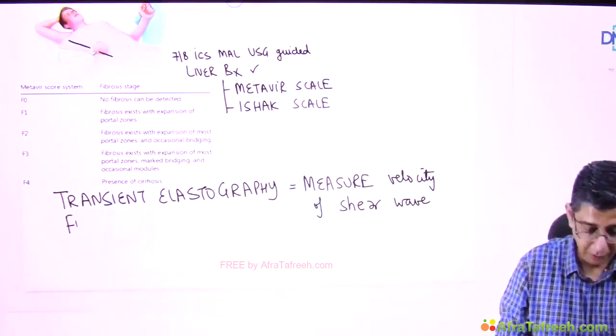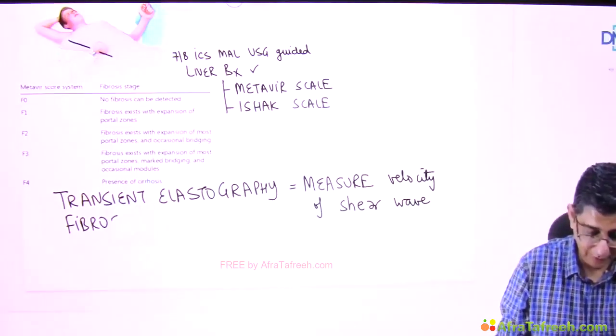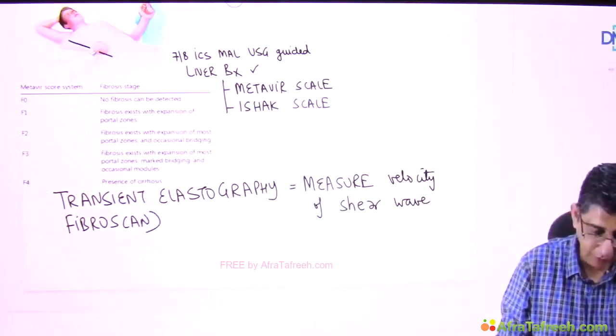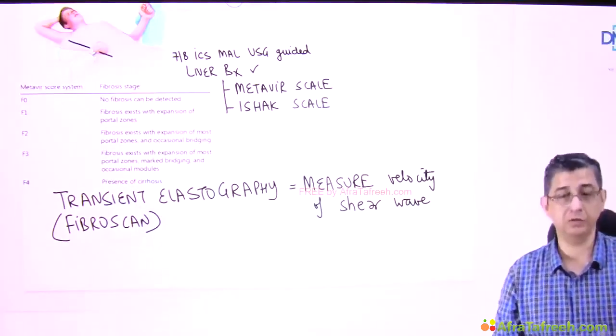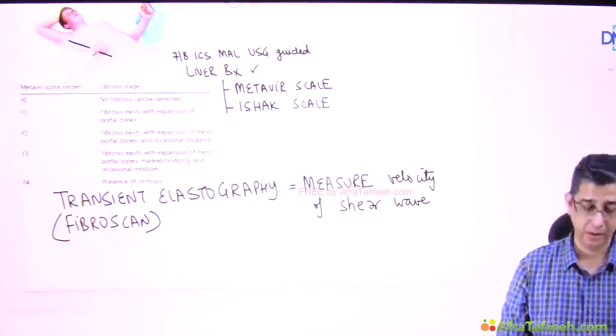The commercial name for this is FibroScan. It is good and superior over a routine ultrasound to pick up fatty liver, non-alcoholic fatty liver disease, and even liver cirrhosis, as I have said.